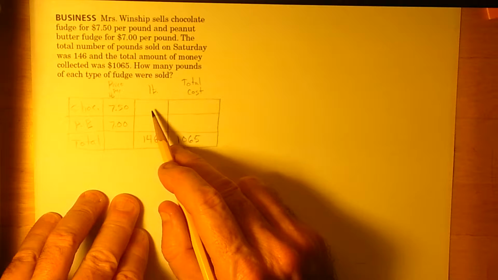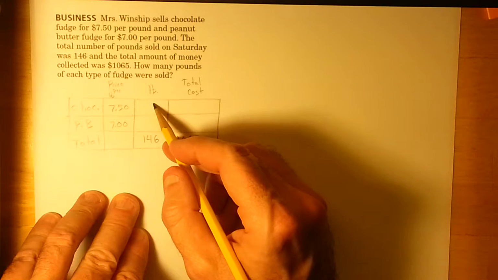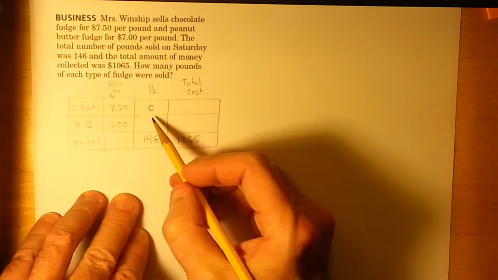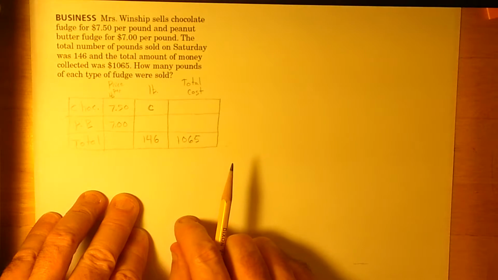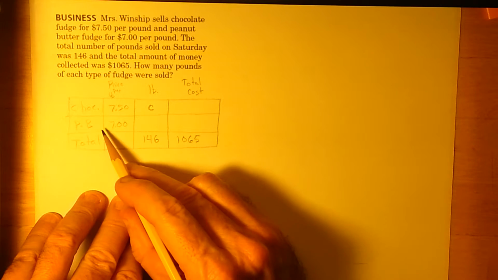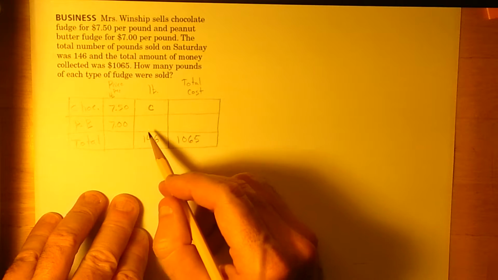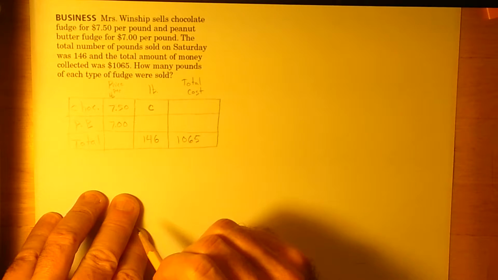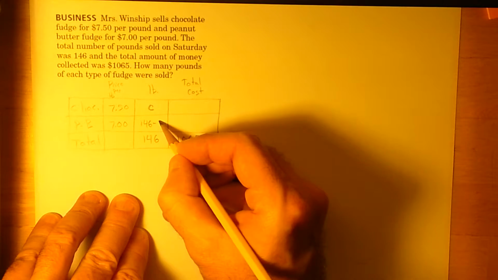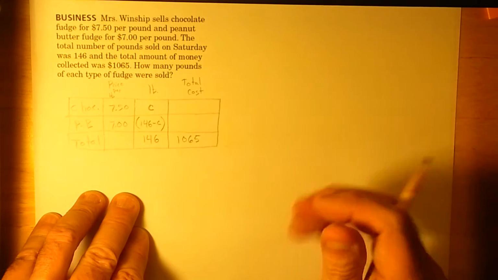Well, we don't know either the pounds of chocolate or peanut butter. So let's label the chocolate pounds C. We could put P for peanut butter, but then we'd have two variables. Since we know 146 is the total, peanut butter is 146 minus C, because chocolate plus peanut butter has to equal 146. Let's put parentheses around it to organize our thoughts.